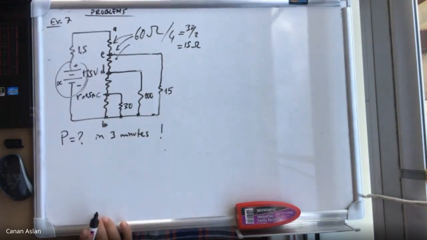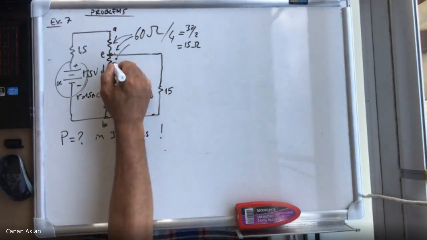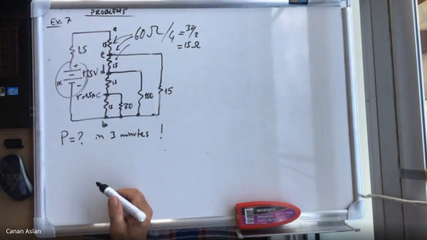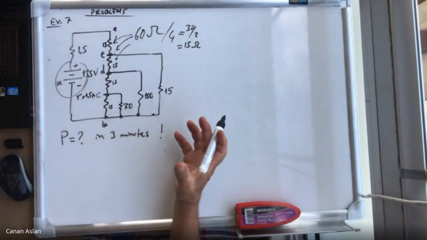Okay, this is an interesting question. So now we have to find, okay, as you see, each one of them is 15. This is 15, this is 15, this is 15, 15. All the values of the resistors are given. Now we can start from where?